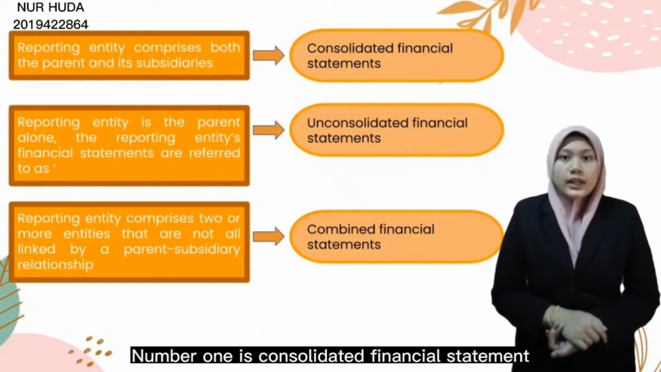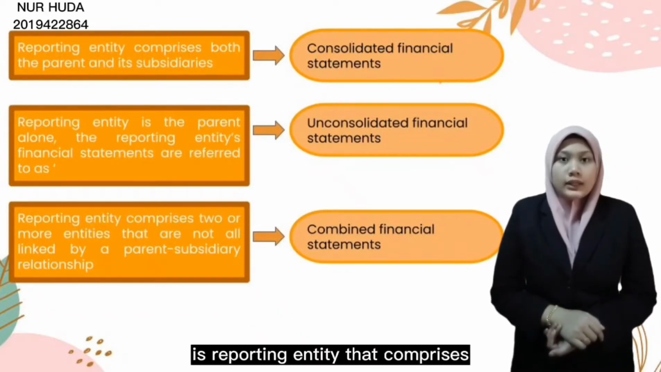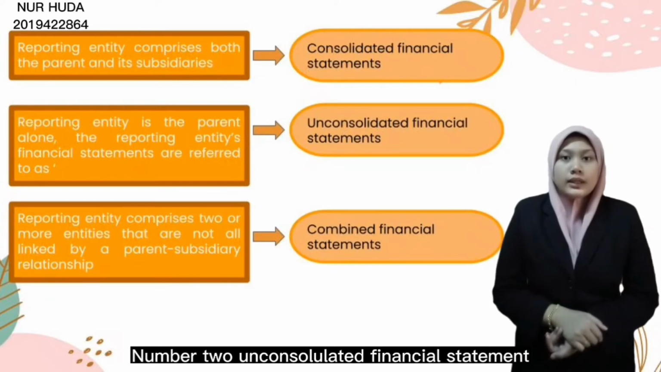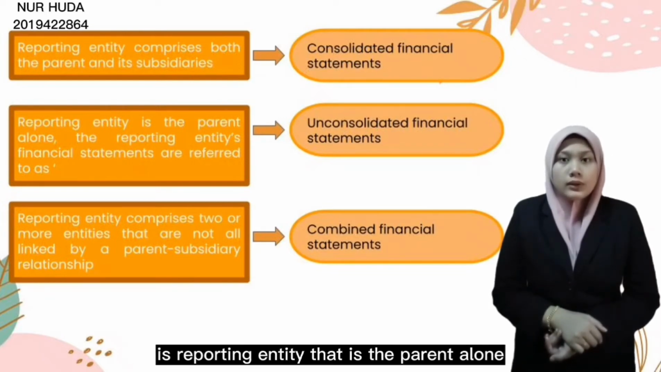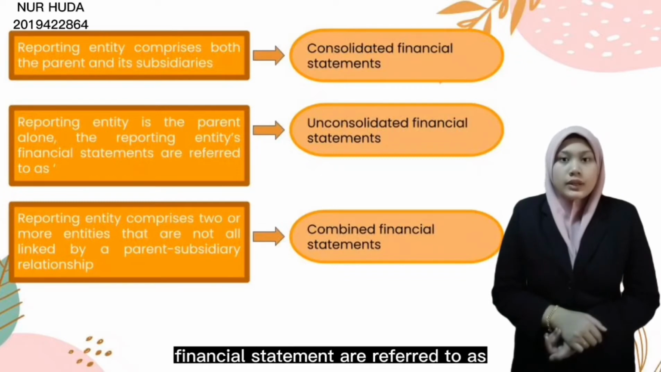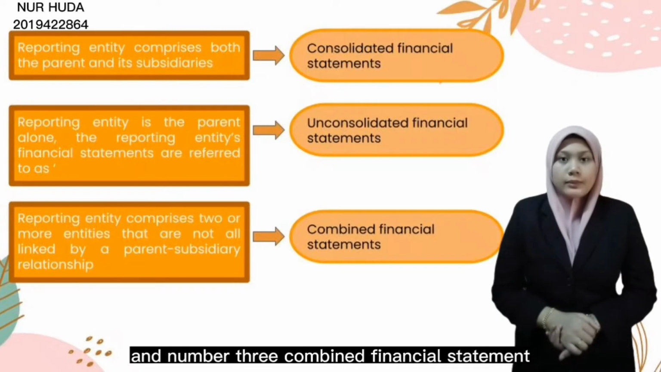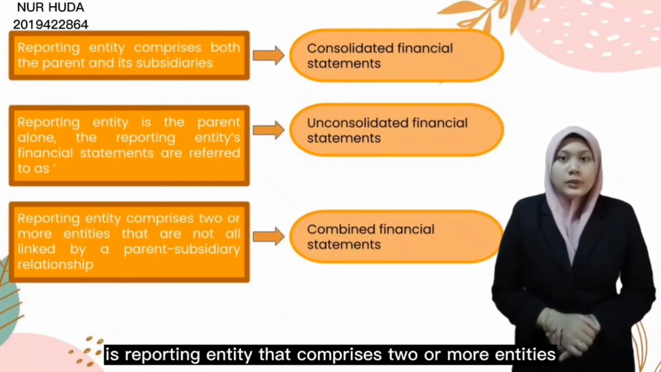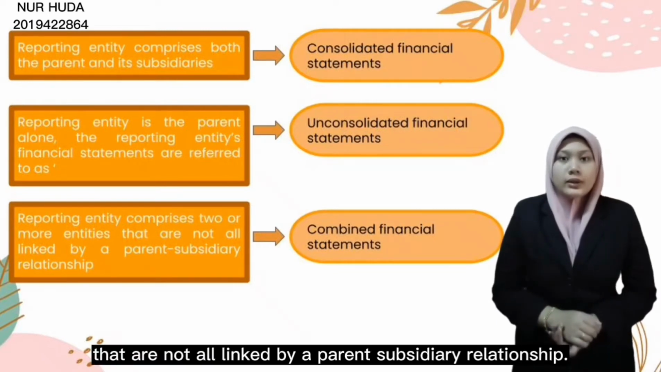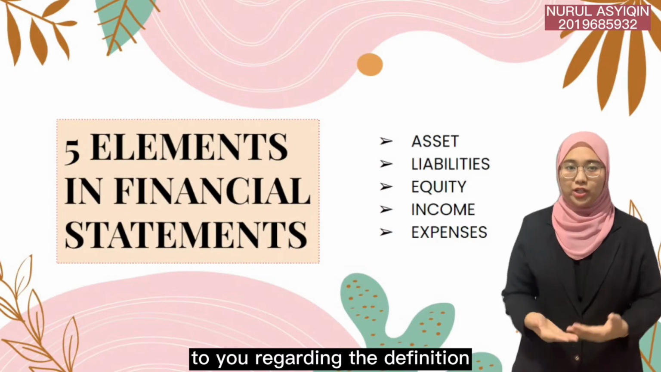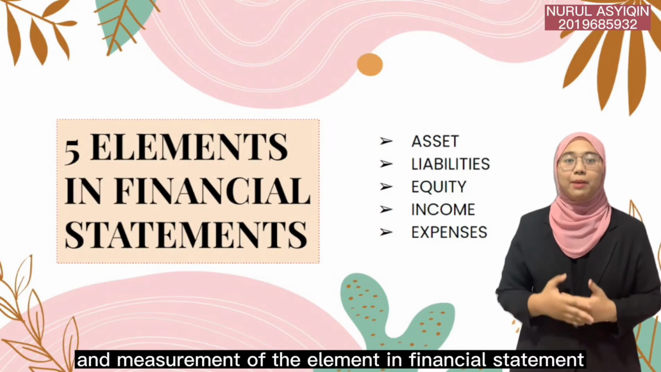Number 1, consolidated financial statement is where the reporting entity comprises both the parent and its subsidiaries. Number 2, unconsolidated financial statement is where the reporting entity is the parent alone. And number 3, combined financial statement is where the reporting entity comprises two or more entities that are not all linked by a parent-subsidiary relationship.